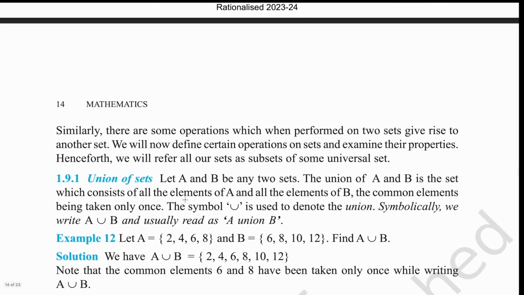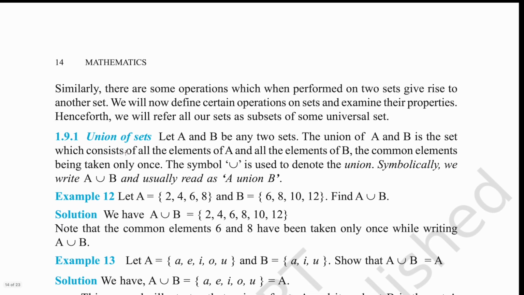So the first operation that we do is union of sets. Now let's try to understand what exactly is union of two sets. Usually whenever we talk about operations, this operation is always conducted on a group of sets. It could be a pair of two sets, it could be three sets, and so on. In the boundaries of our syllabus, we usually do these operations on either two or three of the sets, right?